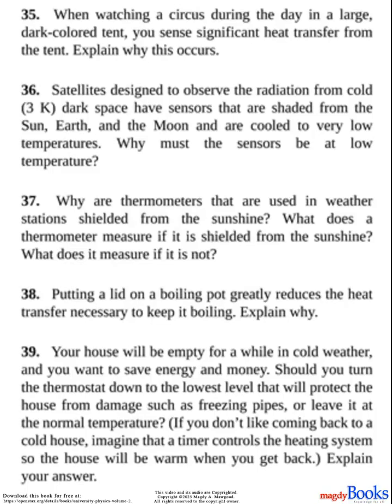36. Satellites designed to observe the radiation from cold, 3K, dark space have sensors that are shaded from the sun, Earth, and the moon and are cooled to very low temperatures. Why must the sensors be at low temperature?